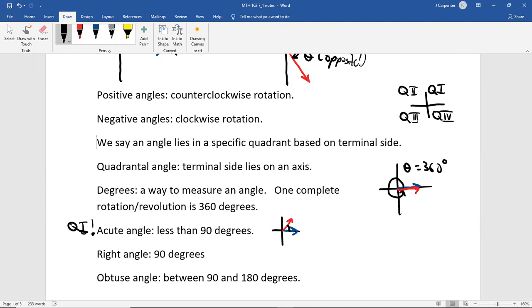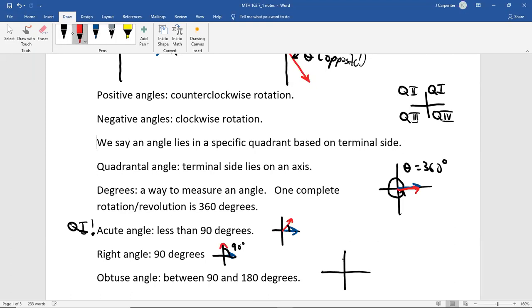Because 90 degrees is the positive y-axis. I'm going to label all those quadrantals shortly. A right angle is 90 degrees, which I just mentioned. So initial is blue, terminal is red. So there's our right angle, our 90-degree angle. An obtuse angle is something between 90 and 180. So that means it's in quadrant 2.